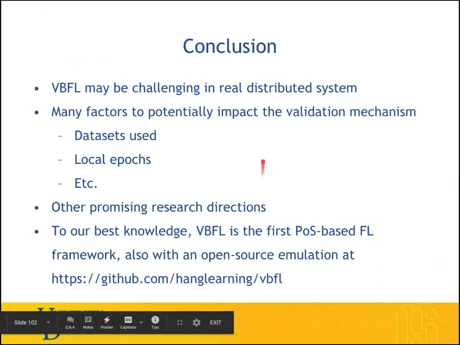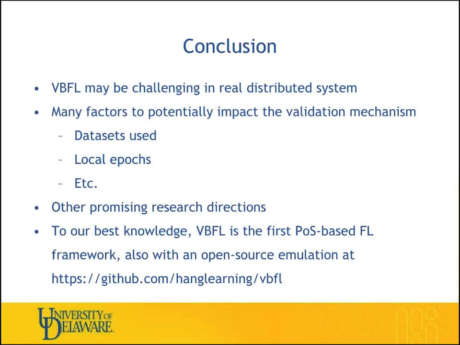Okay, in conclusion, although VBFL shows some promising results, it is still in its emulation stage. So there may be challenges when deploying it to a real distributed system. There are many factors that may potentially impact the validation mechanism, such as the dataset used, the local epochs, the learning rate, the different role combinations, and so on. These are yet to be tested. And there are many other research directions to be explored, such as using other machine learning algorithms with VBFL, rather than just a neural network.